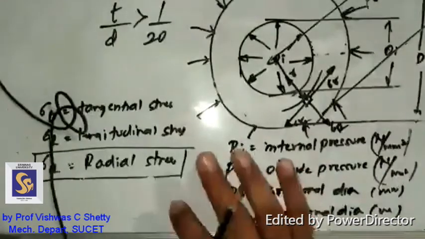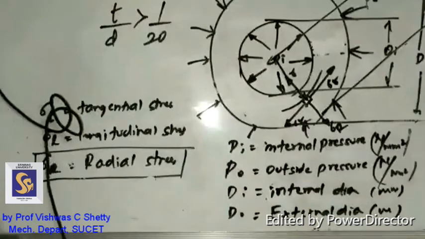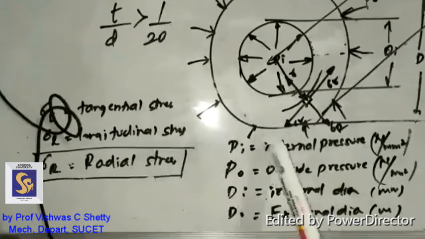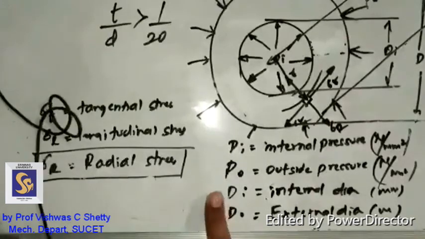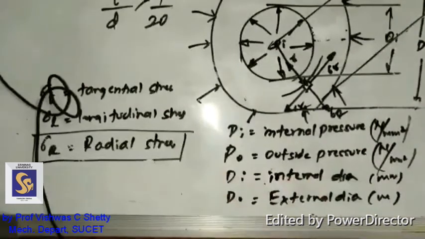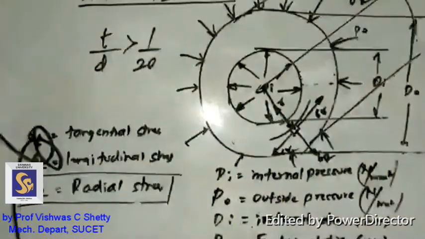This derivation is a little bit bigger, so we have to carefully see while deriving this particular equation. I'll do it in parts so that you understand the derivation. It's called the Lame's theory equation. Next class we'll see that in detail. It is a very important derivation, the derivation for stress variation in a thick cylinder.